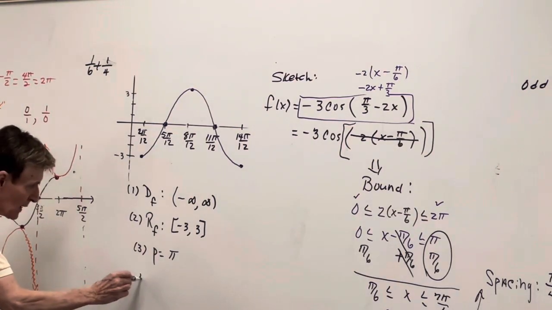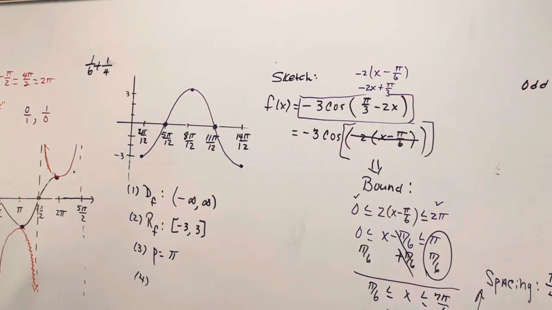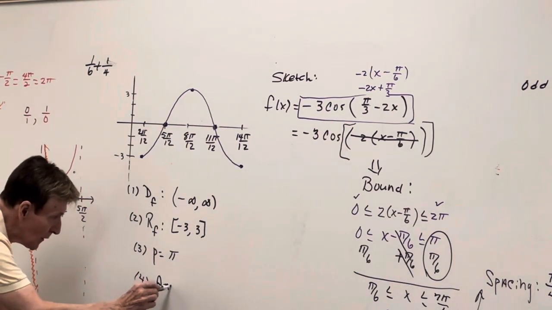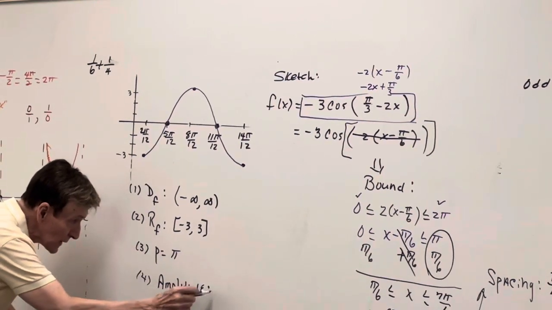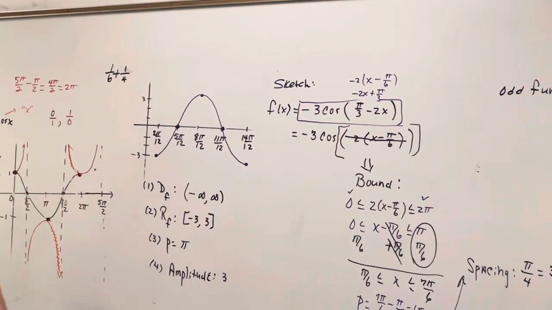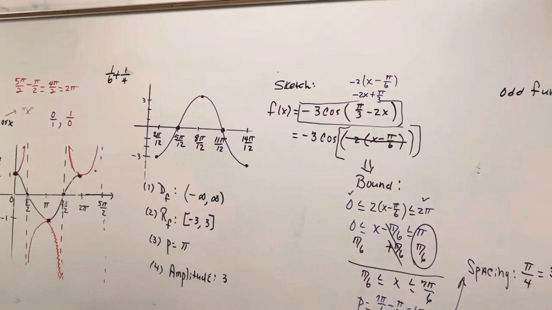Number 4, amplitude. Hang on. Oh, yes, there is an amplitude. What's the amplitude here? 3? Yes. That's the highest number it goes up to. Absolutely, there's an amplitude here. Amplitude, period.